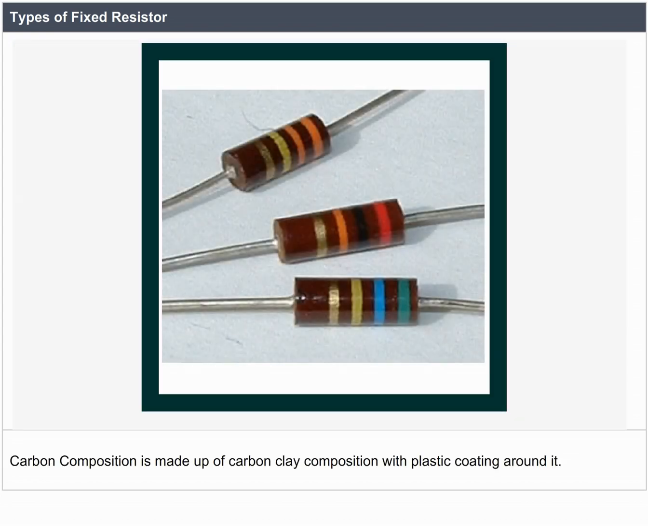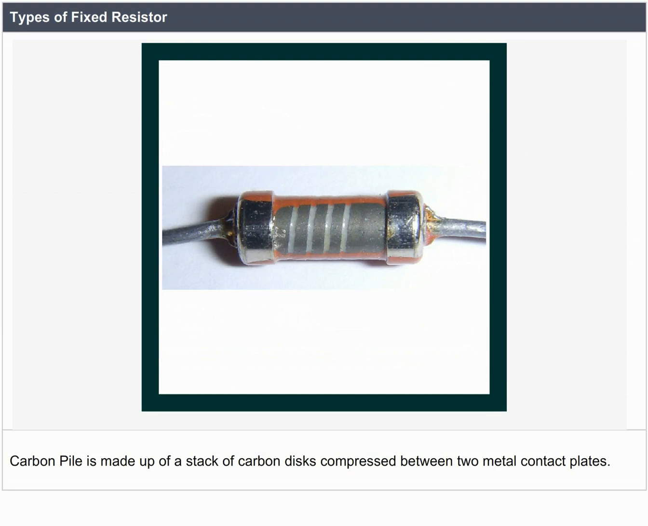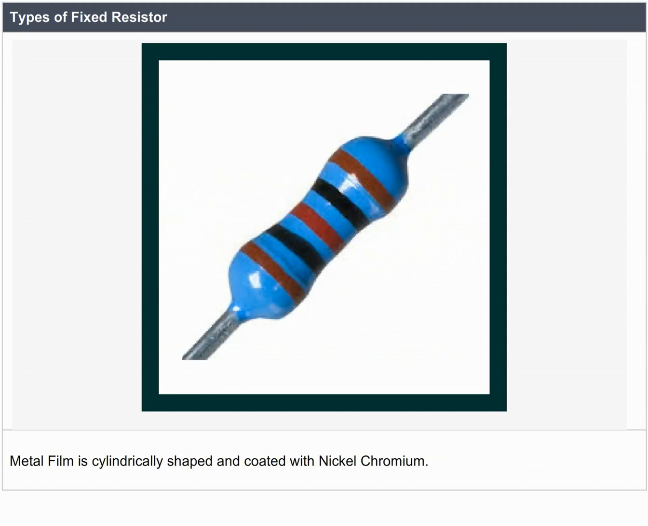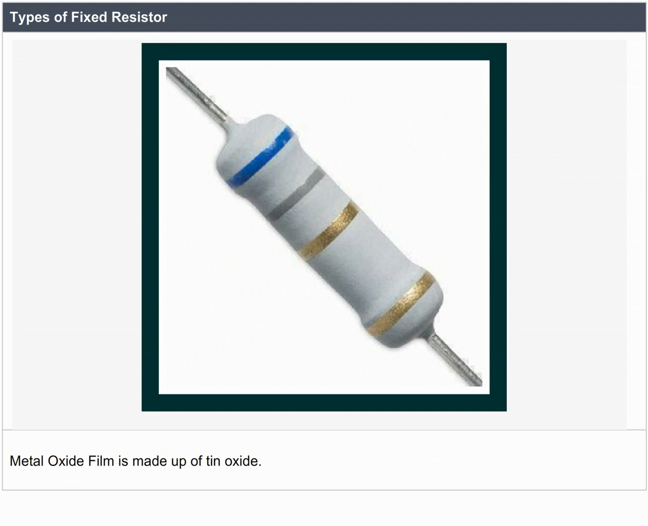Carbon composition is made up of carbon clay composition with plastic coating around it. Carbon pile is made up of a stack of carbon discs compressed between two metal contact plates. Carbon film is deposited on an insulating substrate and cut into a thin resistive path. Metal film is cylindrically shaped and coated with nickel chromium. Metal oxide film is made up of tin oxide.